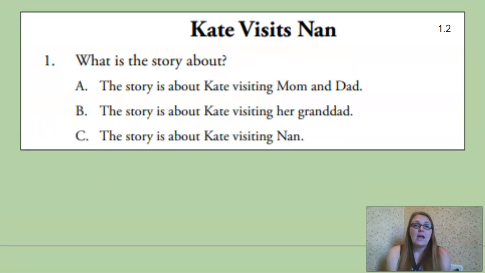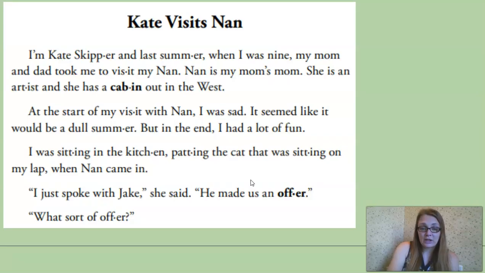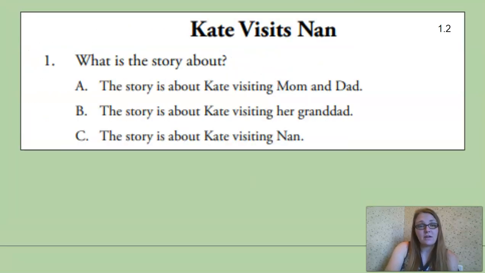All right. On the screen, you'll see one of the questions about the story, Kate Visits Nan. We're going to work on one question together, and the rest of the questions you will finish on your own. So question number 1, what is the story about? Now, when we answer these questions, it's going to give you 3 choices. Make sure you read all of the choices before you pick. And if you're not sure, go back and look at the story and reread a part of it if you have to make sure you're getting the right answer. So what is the story about?